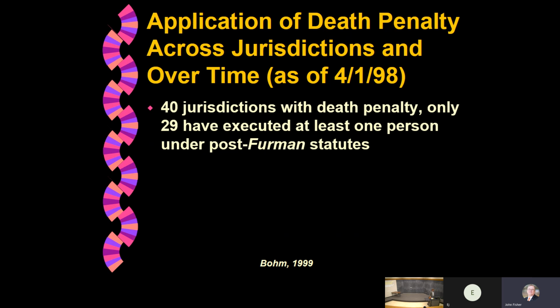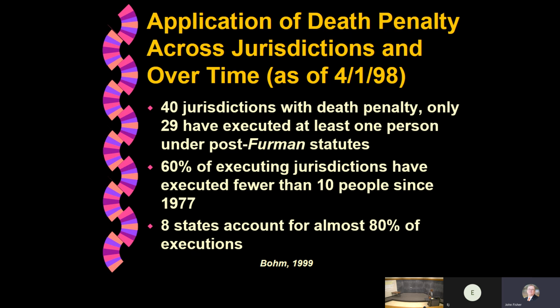California has the most people on death row, followed by Ohio. California and Ohio never execute anybody. Southern states are executing all the time, and Texas is in the lead. 60% of executing jurisdictions have executed fewer than 10 people since 1977. Texas executed 10 people in 2019. I think they have 13 scheduled for this year.